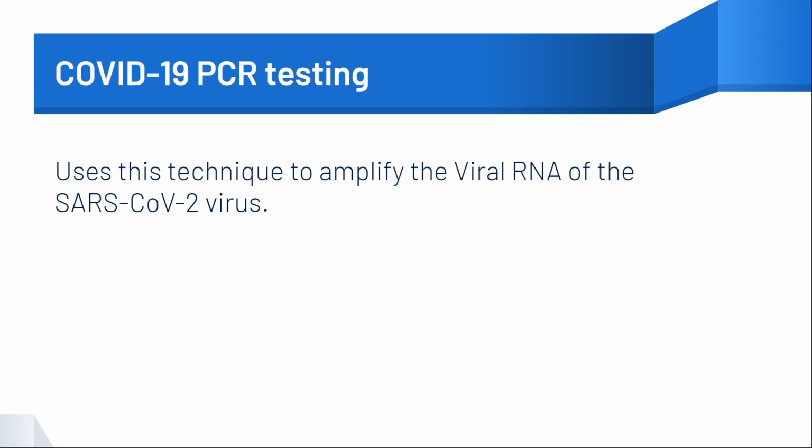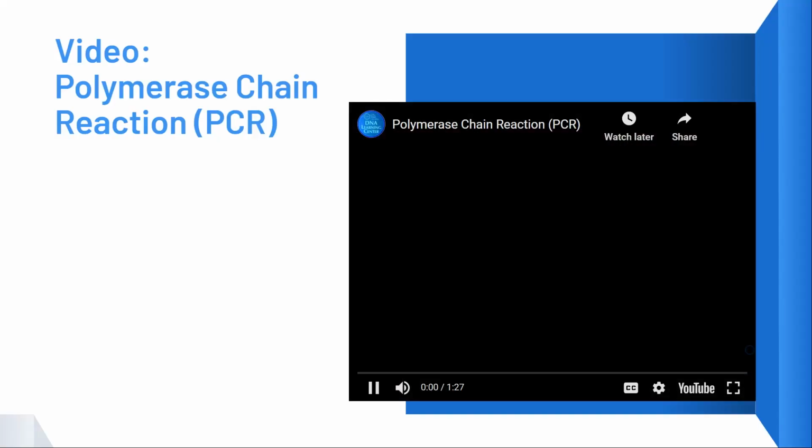So what it will do is it will first make DNA from the RNA, and then it copies it and makes lots of copies. And if you've been exposed to COVID, it will then test positive because it will make a whole bunch of that sequence of DNA from that original RNA molecule from the virus. So if you've been exposed, then that DNA will show up in the test.